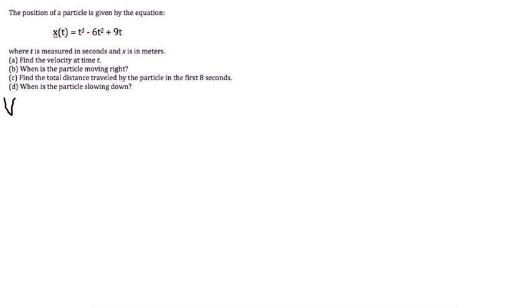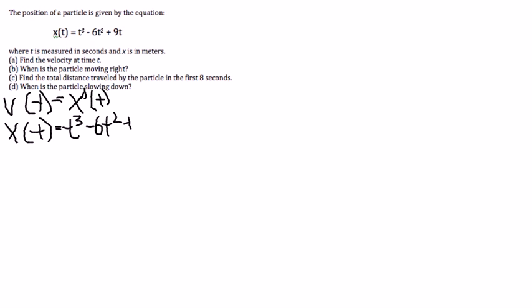Well, we know the velocity is equal to the derivative of our position function, which in this case is x prime of t. So, to find that, we can write x of t out first, and then use the power rule to find velocity. So we're going to get 3t squared minus 12t plus 9.